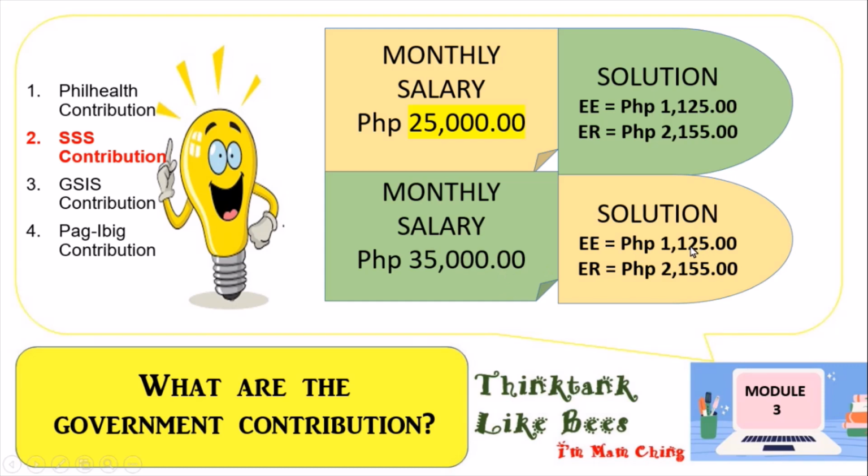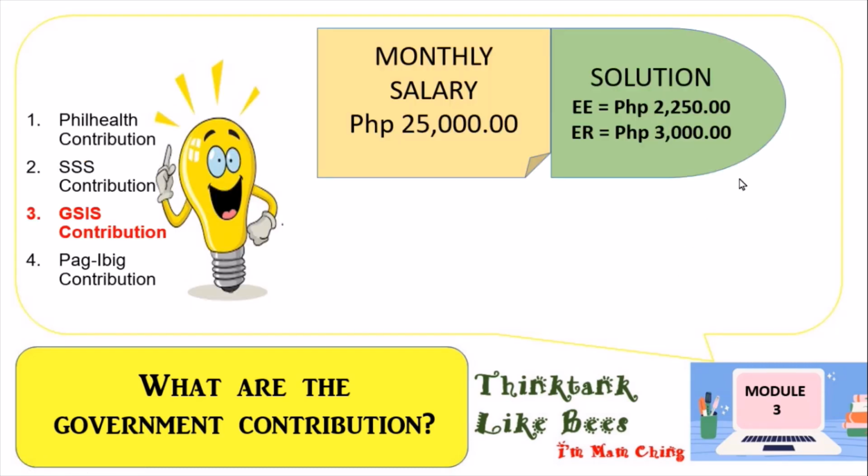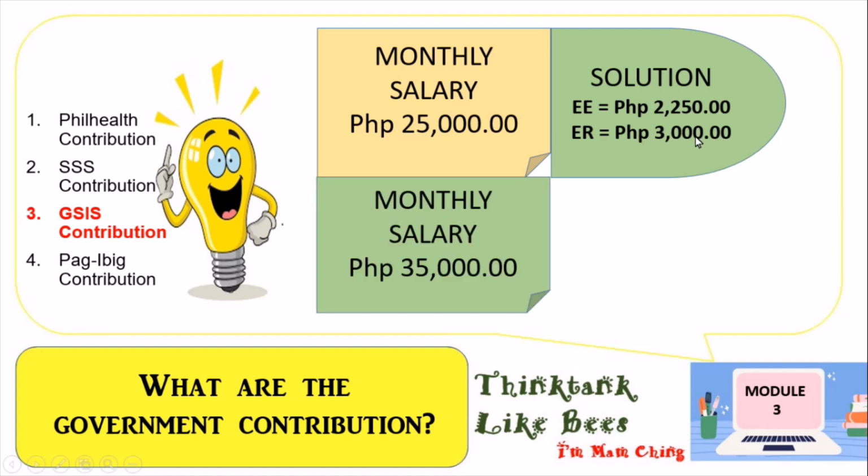So the employee contribution is 1,125 and for the ER is 2,155. Okay, for the GSIS contribution, if your salary is 25,000, you need to base it from 25,000 multiplied by 9% so that you will have the employee share, and 25,000 times 12% for the employer share.